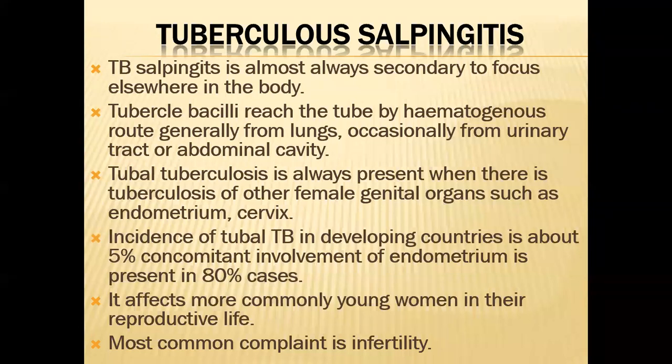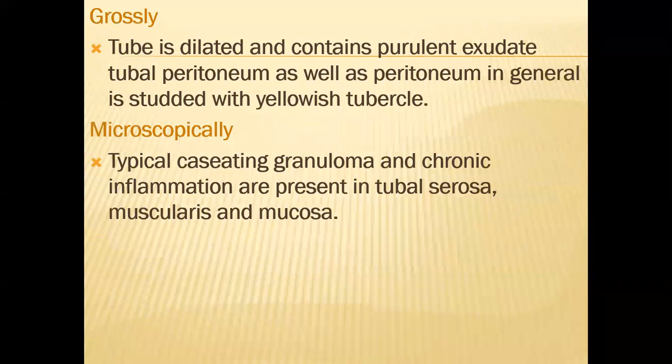It affects more commonly young women in their reproductive life. The most common complaint is infertility. Whenever the fallopian tube is involved, the chances of infertility are more. Grossly, the tube is dilated and contains purulent exudate. The tubal peritoneum, as well as the peritoneum in general, is studded with yellowish tubercles, TB tubercles.